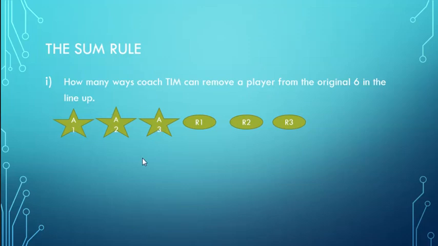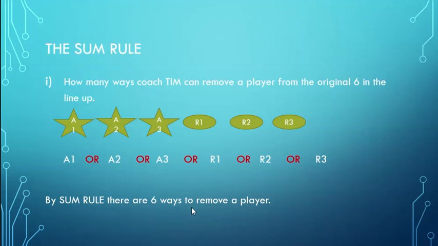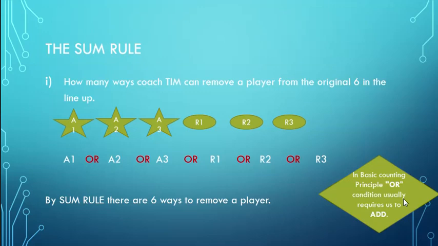He has 6 players, 3 all-stars and 3 role players. Therefore, he can either remove A1 or A2 or A3 or R1 or R2 or R3. Thus, by the sum rule, there are 6 ways to remove a player. In basic counting principle, the or condition usually requires us to add.